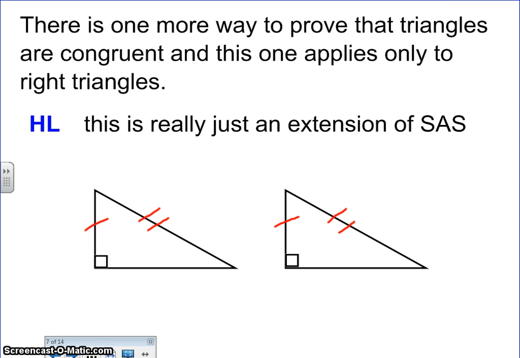There's a 5th one. I said there were 5, and it only comes into play when you're talking about a right triangle. If you know that you have a right triangle, then you can do the hypotenuse leg. If you know that you've got a leg in common and you know that you have the hypotenuse in common, then that will tell you that every other part of these 2 triangles are congruent, because just knowing a hypotenuse and a leg is congruent in right triangles proves that the whole thing is.